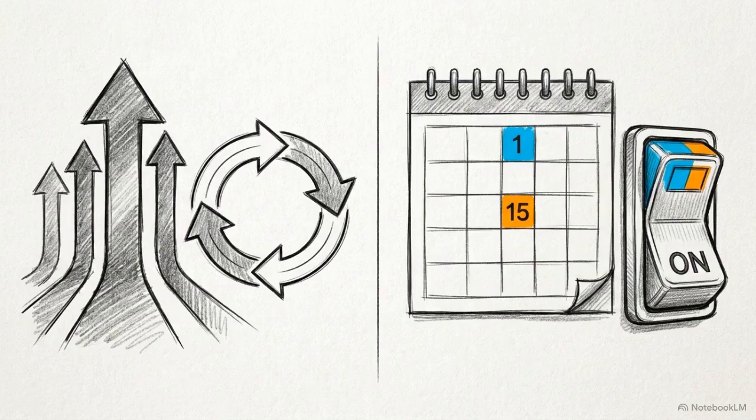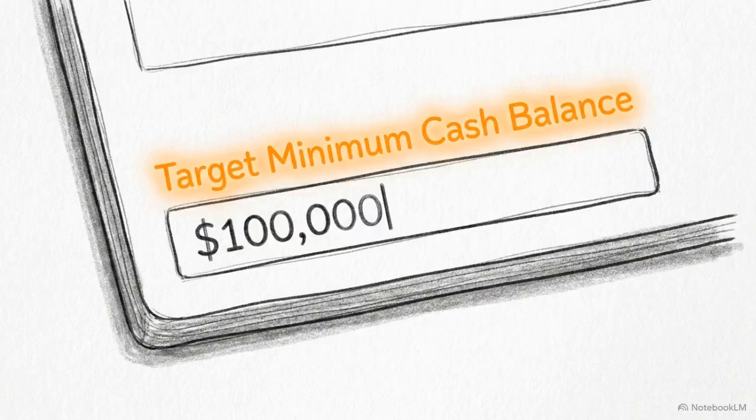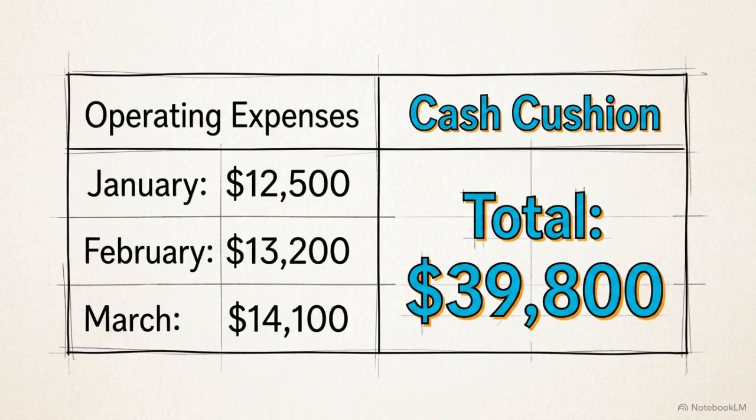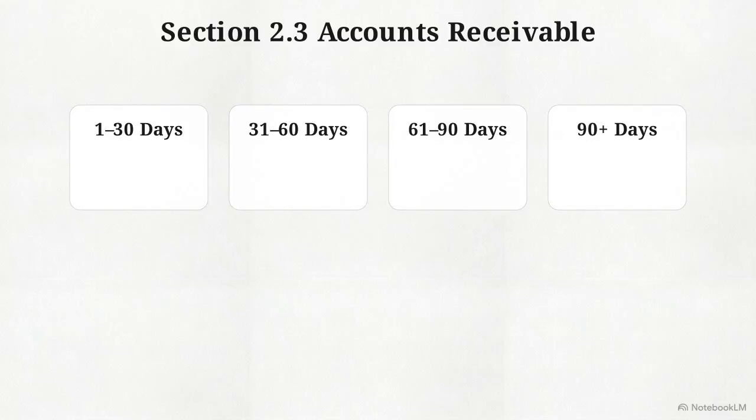Log your recurring revenue and your fixed expenses, making sure to note exact due dates and whether they are on autopay. Calculate and enter your target minimum cash buffer. A safe rule of thumb here is to hold enough cash to cover 2 to 3 months of your fixed expenses. Turn to Section 2.3 for accounts receivable.